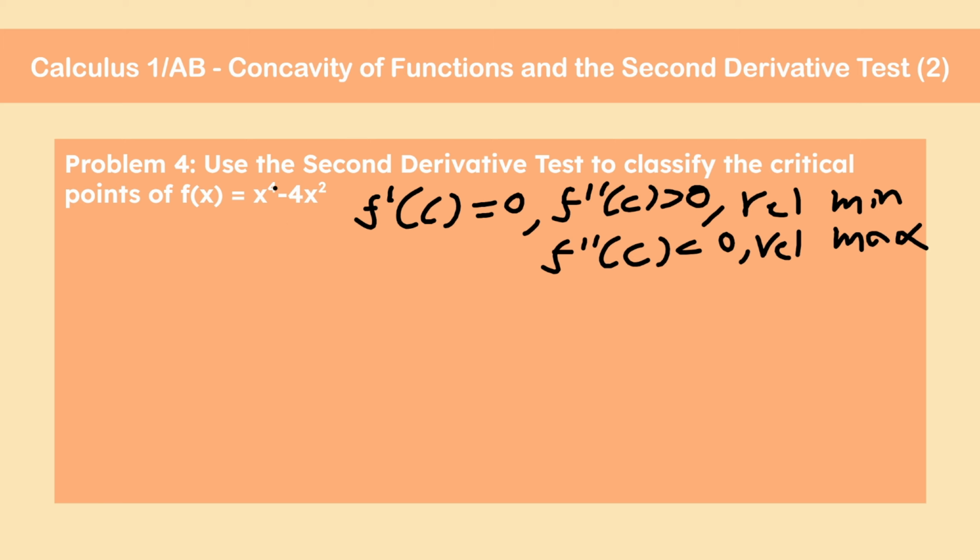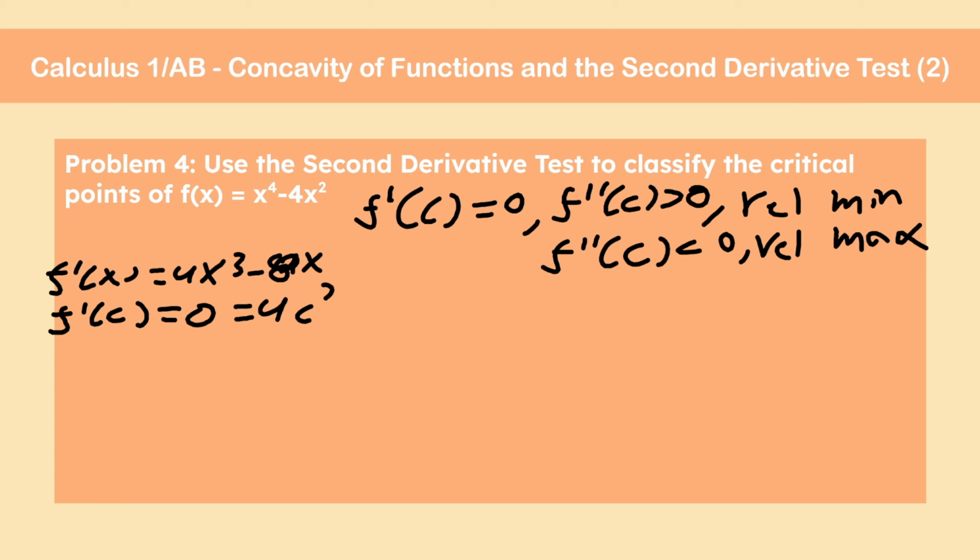So let's utilize this for this question. So let's take the first derivative. So the first derivative of x is equal to 4x cubed minus 8x. So now let's take the values where the first derivative is equal to 0. So 4c cubed minus 8c. I'm going to factor out a 4c. So now we have 4c multiplied by c squared minus 2.